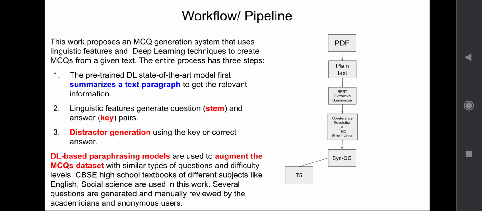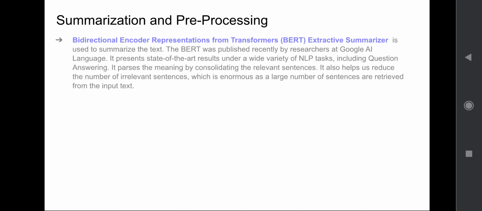picturized. Plain text, BERT extractive summarizer, co-reference resolution and text simplification. Then there's SyncQG, which will give us question answer pairs, which will be provided to the T5 transformer for paraphrasing and Sense2Vec for distractor generation. And finally we'll get our MCQs. So moving on, we look at the summarization and pre-processing step.